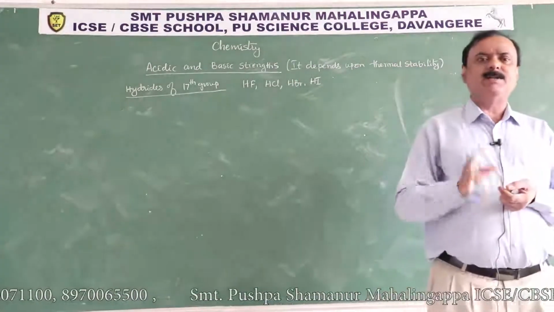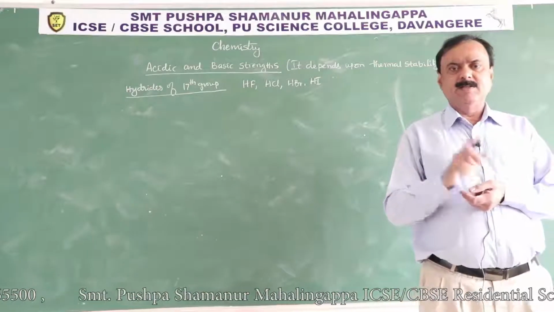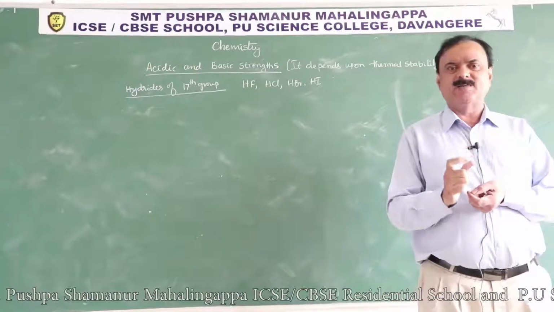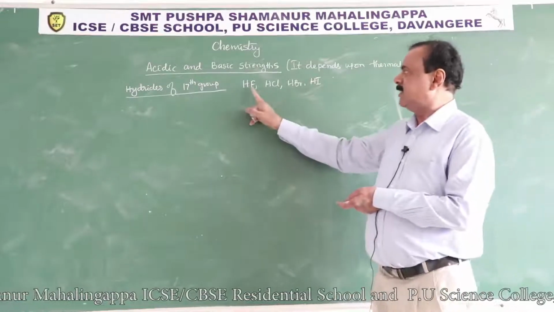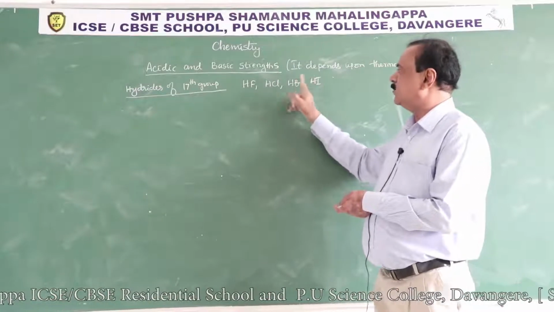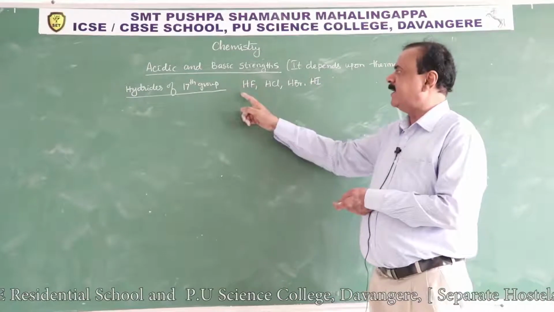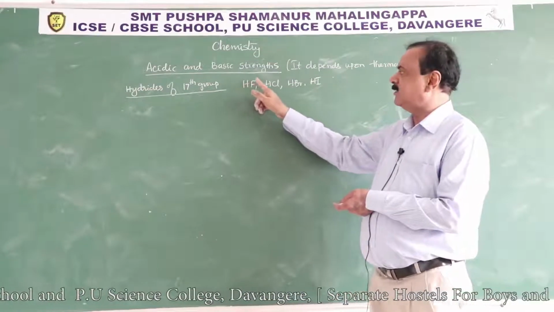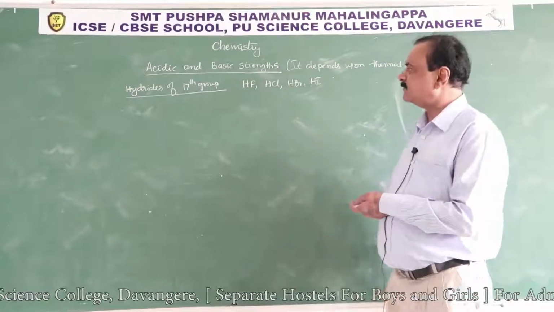The hydrides are the binary compounds of hydrogen with other elements that should be more electronegative compared to that of the hydrogen. More electronegative elements like fluorine, chlorine, bromine, and iodine are more electronegative compared to hydrogen, and hence the binary compounds formed I will call as hydrogen fluoride, HCl, HBr, and HI.